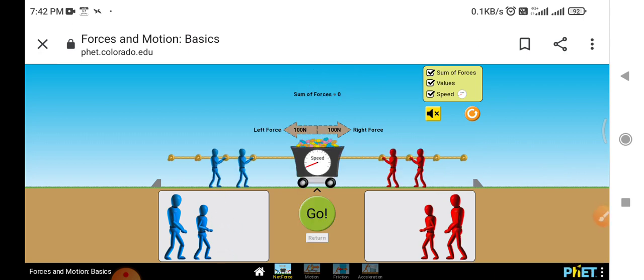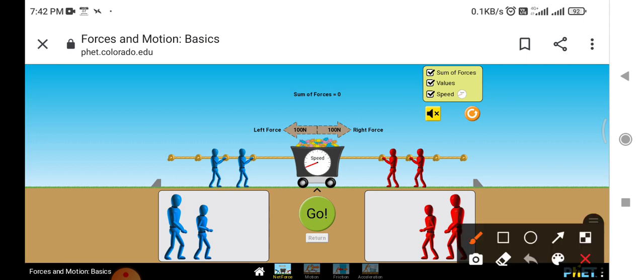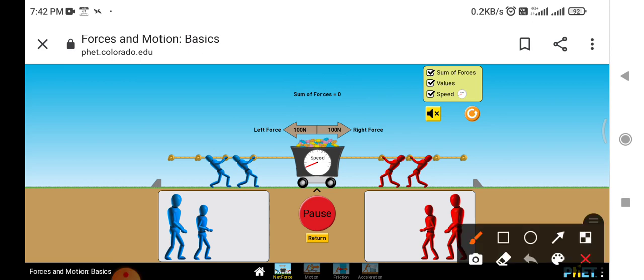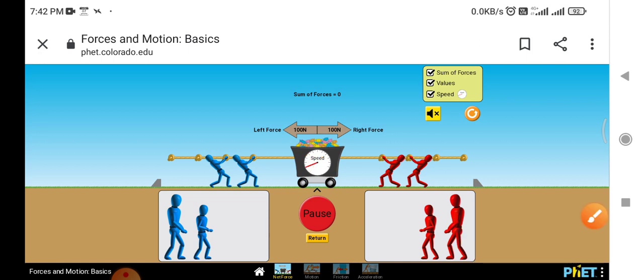Again I chose one person from here. Now see, both sides are 100 Newton and 100 Newton. So the sum of the force is 0. If the sum of the forces is 0, the object does not move. Shall we check? Yes. See, there is no speed here, there is no movement here, because the sum of the force is 0.